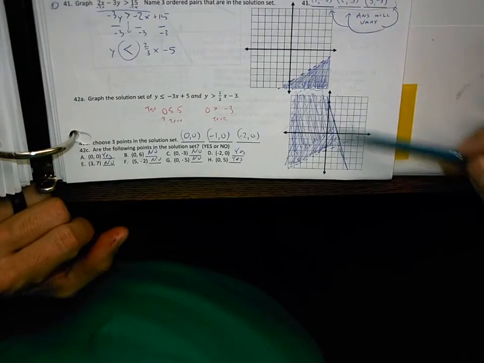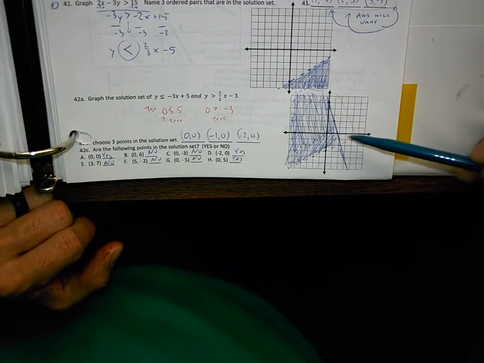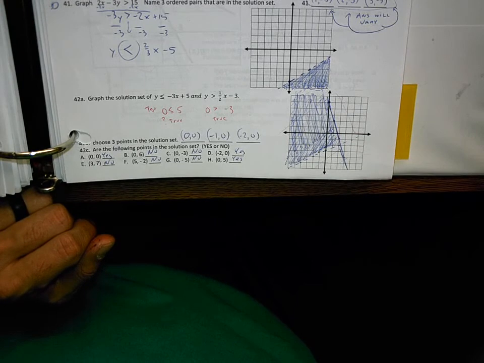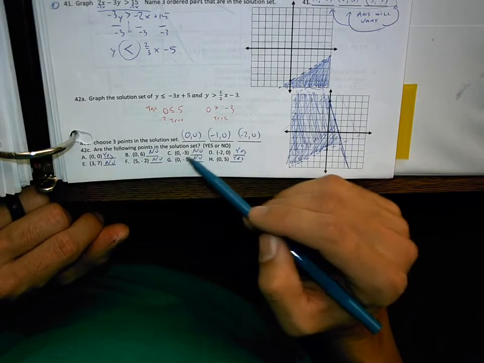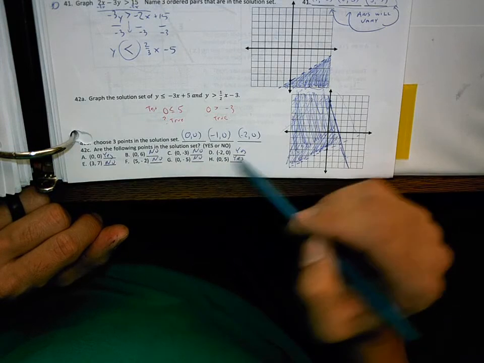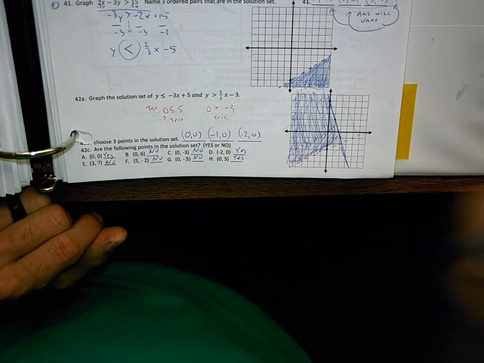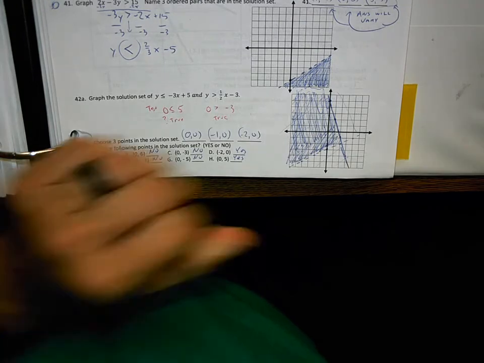42, we have two lines. One's a solid line, one's a dotted line. Shaded to the upper left corner. I believe on A I put yes, B was no, C was no, D was yes, E was no, F was no, G was no, and H was yes. Those ones we should all have the same thing.